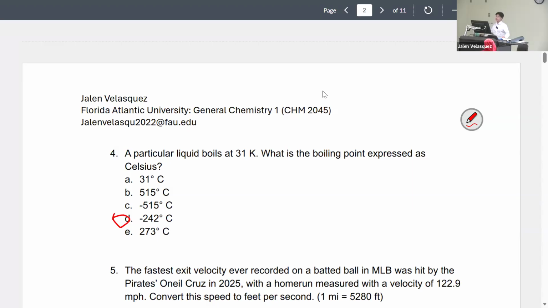Good. So when we're doing temperature conversions between Celsius and Kelvin, right? That magic number you've got to know is 273, or 273.15. So going from Kelvin to Celsius, you subtract 273, right? So 31 minus 273, and that gets you negative 242 degrees Celsius.